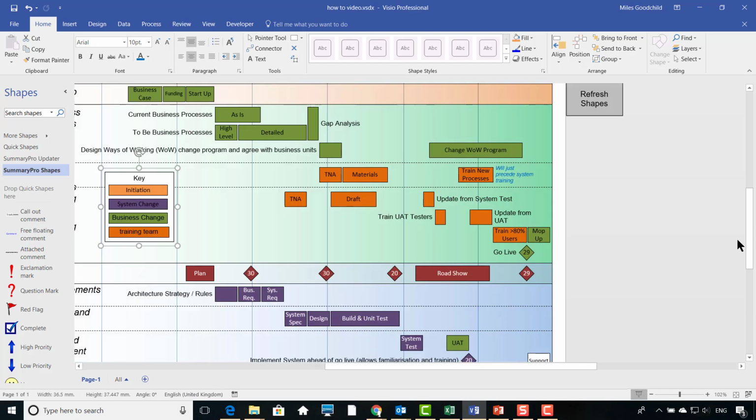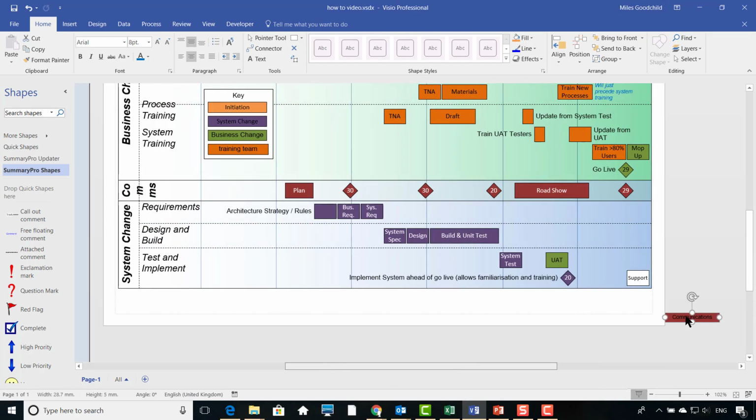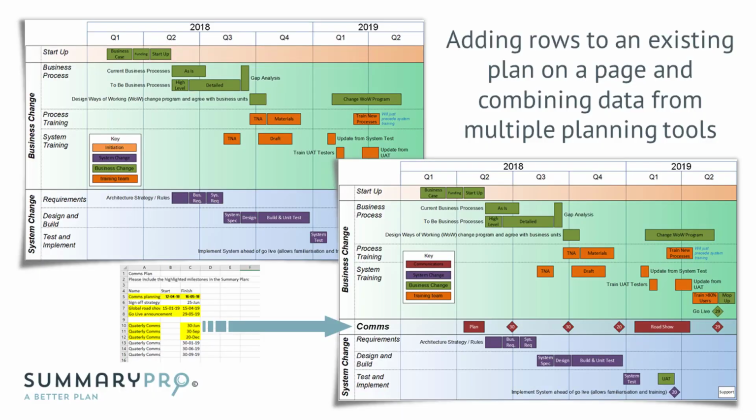Now all that remains is to update the key. So if we go down to the bottom right hand side, grab the new communications title and replace the unused initiation title. The key is updated. Now we've updated the report, which contains data from both Microsoft Project and Excel in a seamless and simple way.